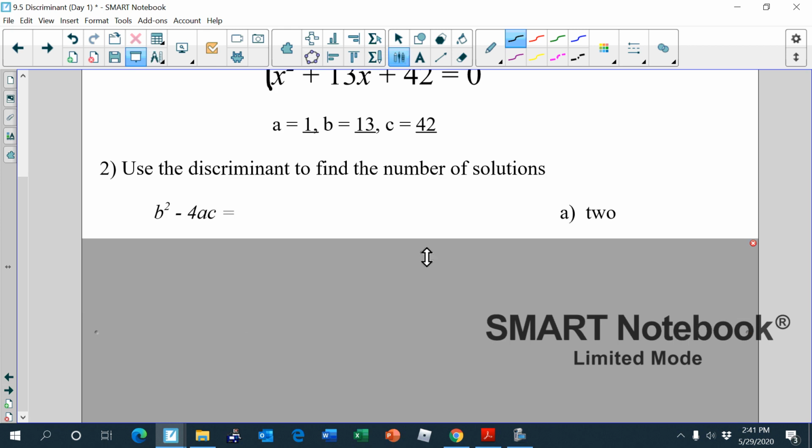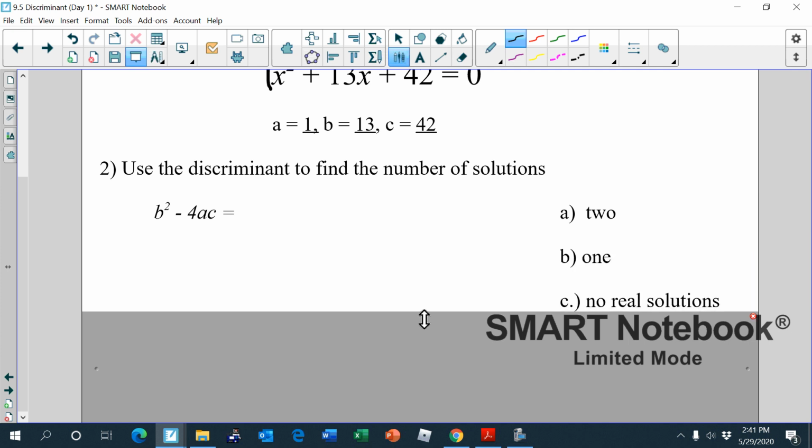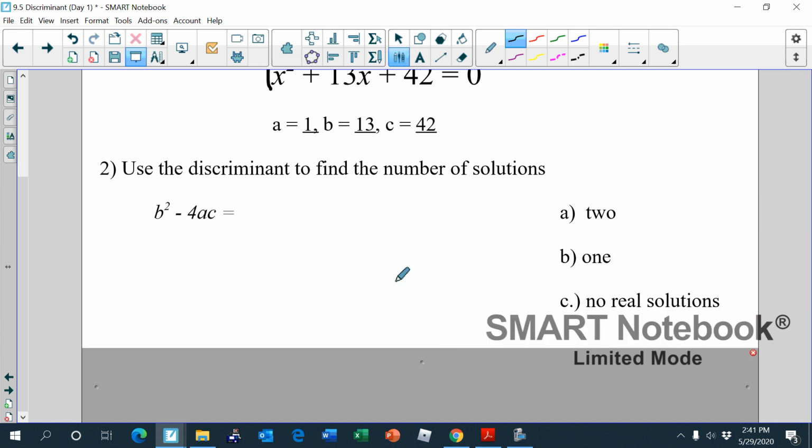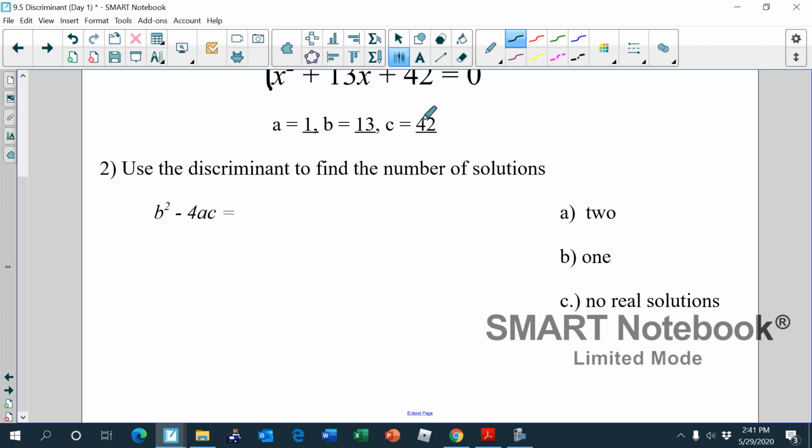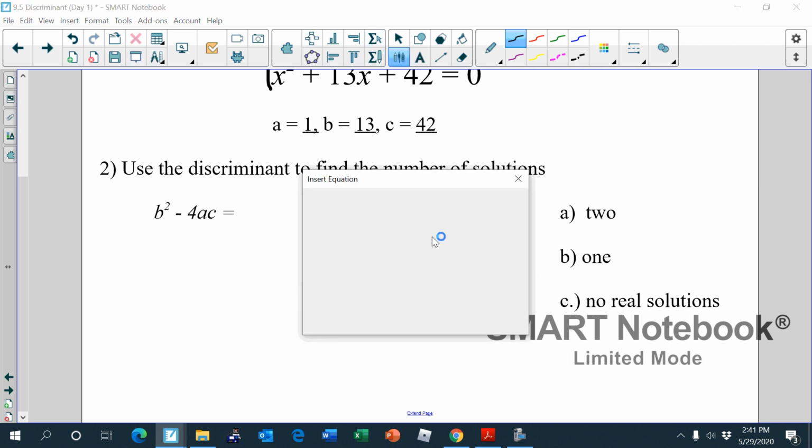So here we go. Don't worry about that over there yet. b squared minus 4ac is what I'm using, right? It's just, again, what's under the radical. So what I do is I plug in. I'm actually going to insert an equation for this one. Okay, so watch what I do.